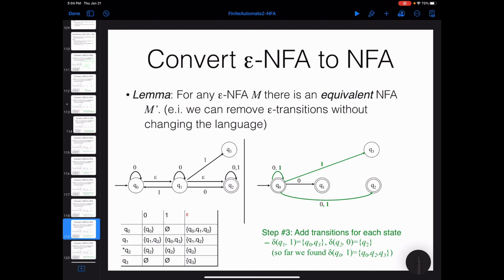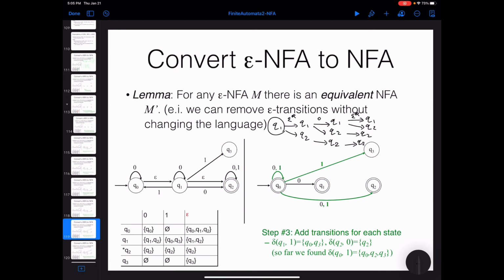Okay, do exactly the same for Q1. Apply the epsilon closure. So it's going to be Q1, Q2. Then read, for example, the transition 0. Q1 is going to go to Q1, Q2. Q2 is going to Q2. Then apply the epsilon closure again: Q1, Q2, Q2, and Q2.